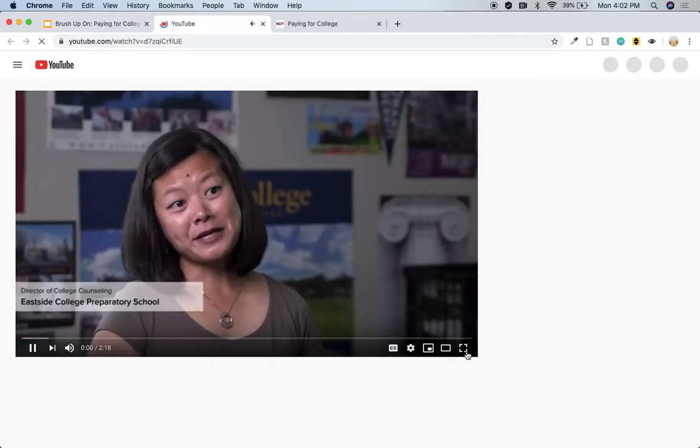Scholarships are a source of free money that students can use to help pay for college. So obviously this is a great thing. And students can start looking for scholarships throughout their high school career. Most scholarships are available for students when they become seniors in high school. And then scholarships are available to students when they're in college as well.